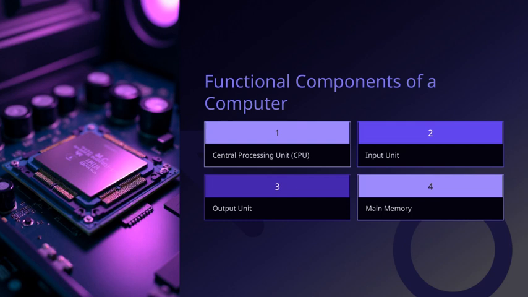Moving on, we have the output unit, which is used to send processed data back out to the user, such as displaying information on a screen or printing a document. These components work together seamlessly to make the computer function efficiently. Think of them as the essential building blocks that enable us to perform a wide range of tasks, from simple calculations to complex simulations. Understanding how these parts connect helps us appreciate how computers operate as integrated systems.